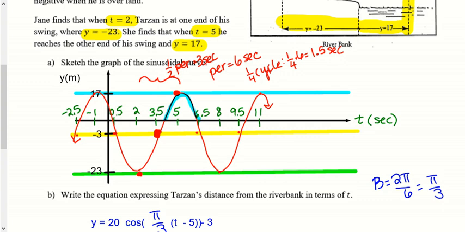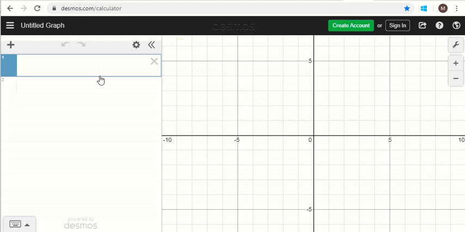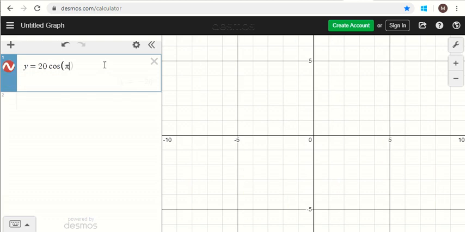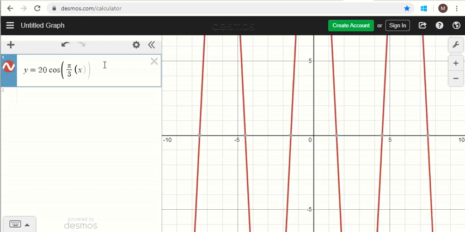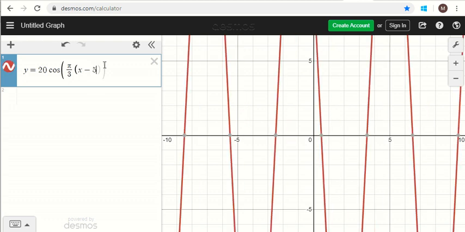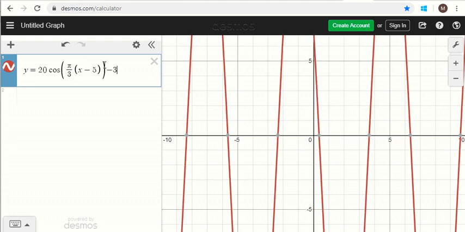I'm going to go over to Desmos and graph this. So my Desmos equation was y equals 20. I need the cosine, and then I'm going to put a parenthesis for my first thing. I want my period. That was pi over 3. If I just type pi, it'll give me a pi. I can type divided by 3, scooch over to get my second set of parentheses. It was t minus 5, but I'm going to have to use x minus 5. Double parentheses for that one, and then there was a minus 3 on the end.